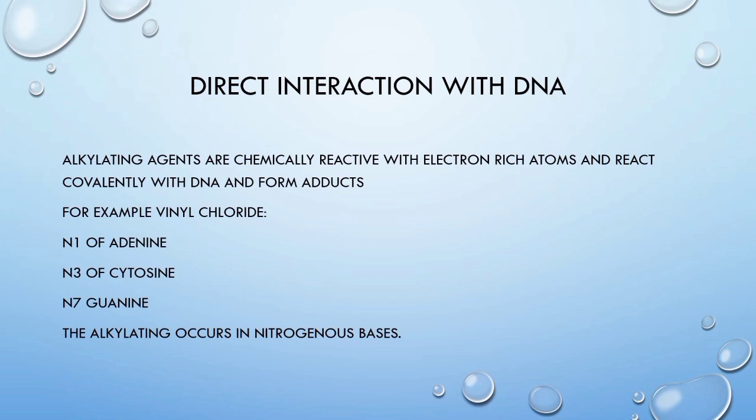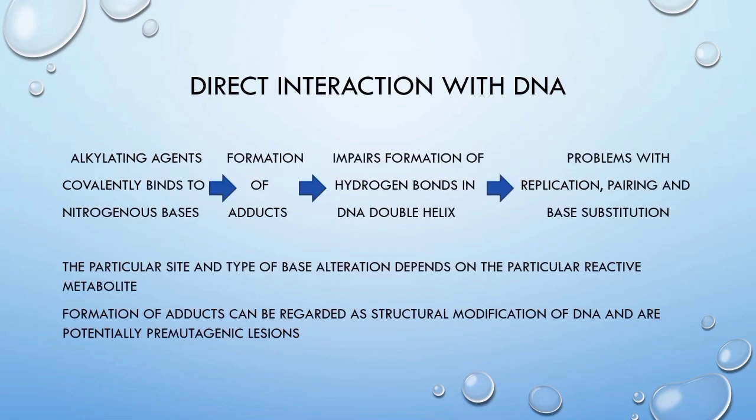And then we have also alkylnitrosamine. Now, this reacts with O6 and N7 of guanine, as I mentioned, which are vulnerable sites for alkylating agents. The formation of these adducts will in some cases affect the ability of the base to form hydrogen bonds across the DNA double helix. The alkylating agents covalently bind to the nitrogenous bases, adducts are formed, and this impairs the formation of hydrogen bonds in the double helix. We know that the hydrogen bond between the nitrogenous bases is what holds the two strands together.